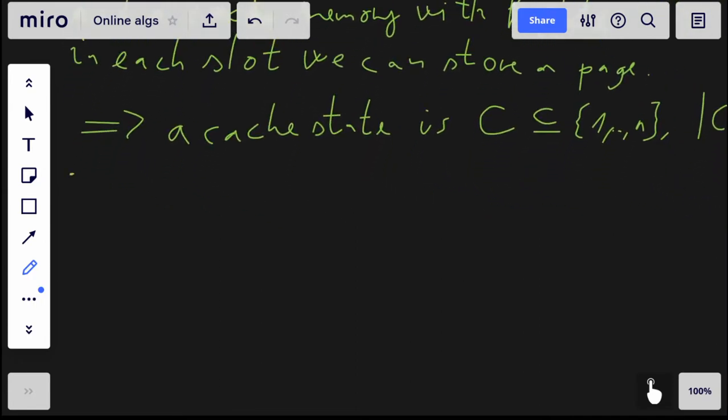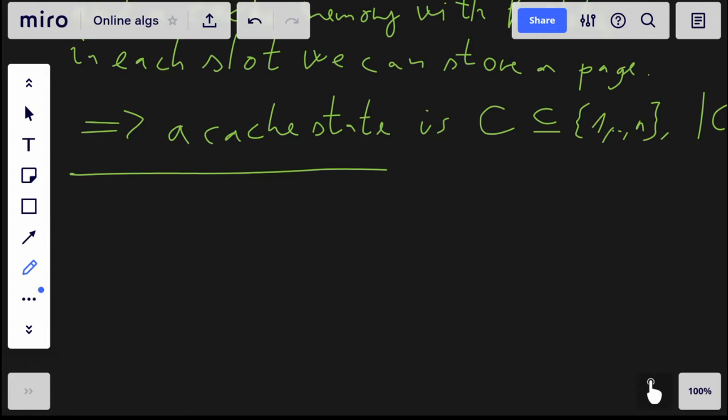Now that's the model. So basically some software or more softwares are just trying to access the memory on the disk, and in order to work with the contents of the disk we have to move them into the cache, and moving into the cache has some associated cost. But if the page which is just requested is already in the cache, then it's free because it doesn't have to be moved.